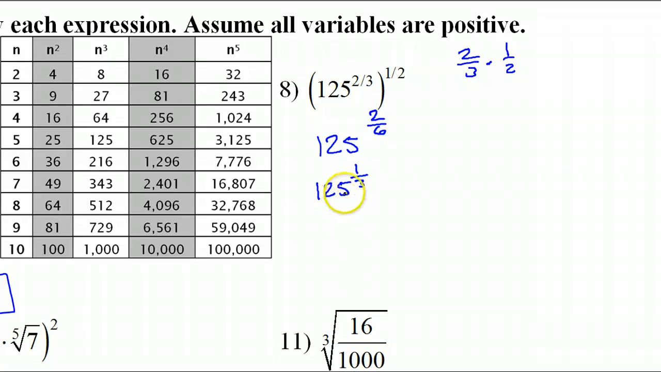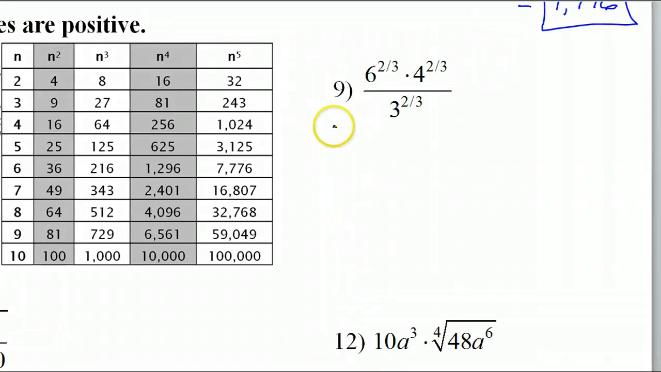Now we can do this though, because 125 to the 1/3 power is the same thing as the third root of 125. And the third root of 125 is 5. So that is the final answer for number 8, 5. And check out number 9.